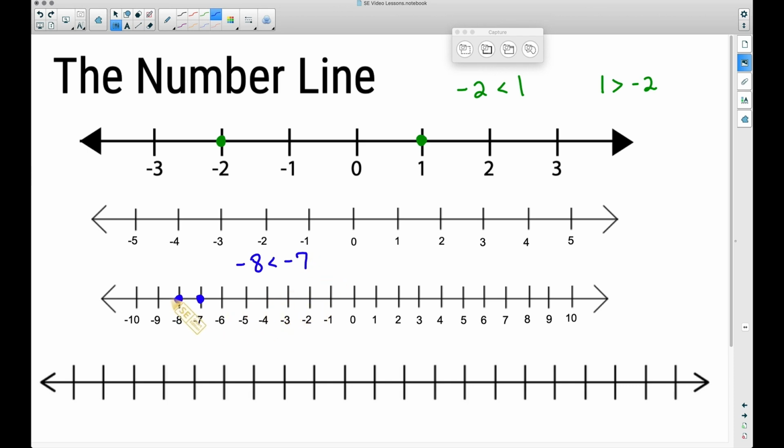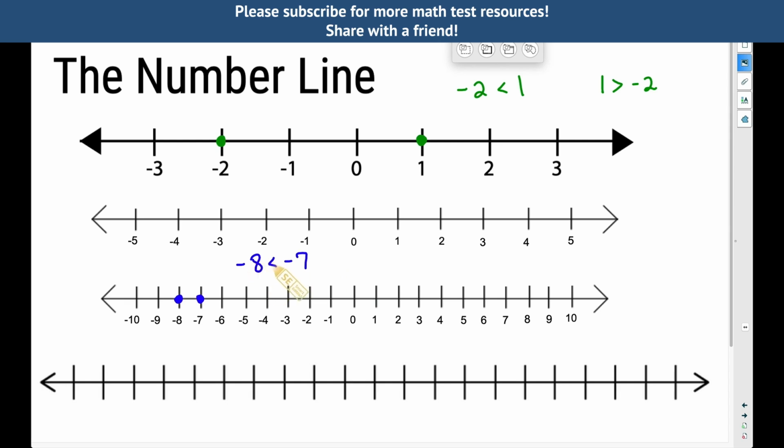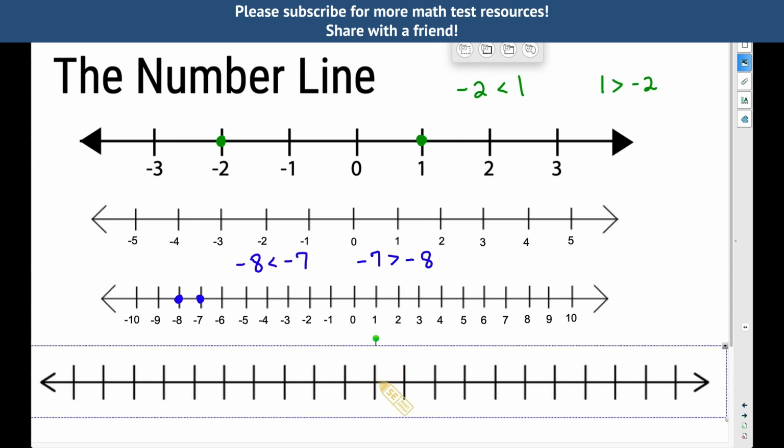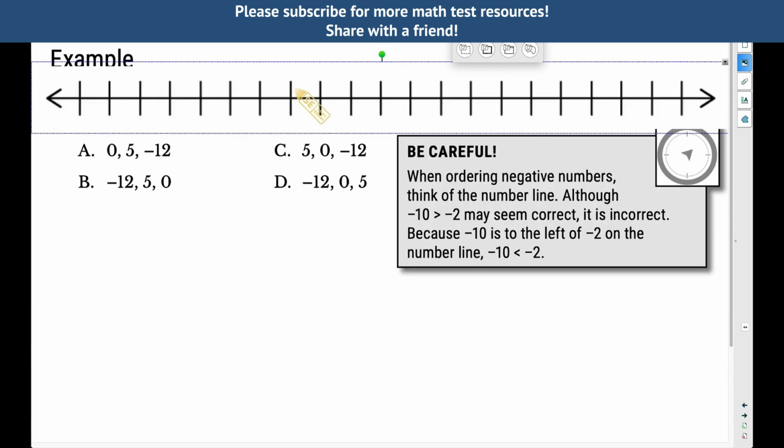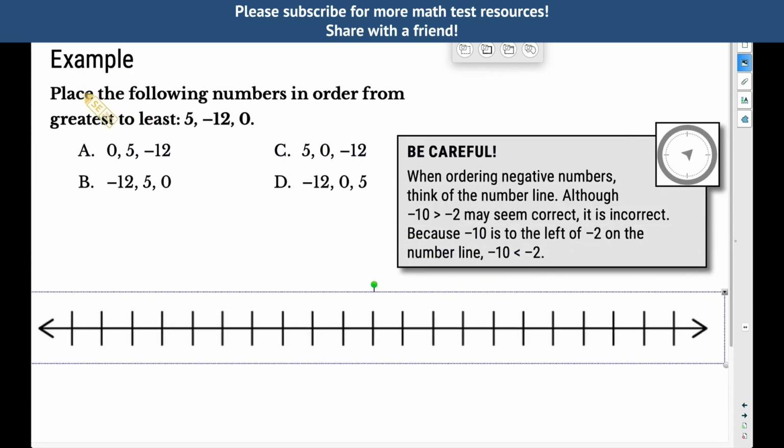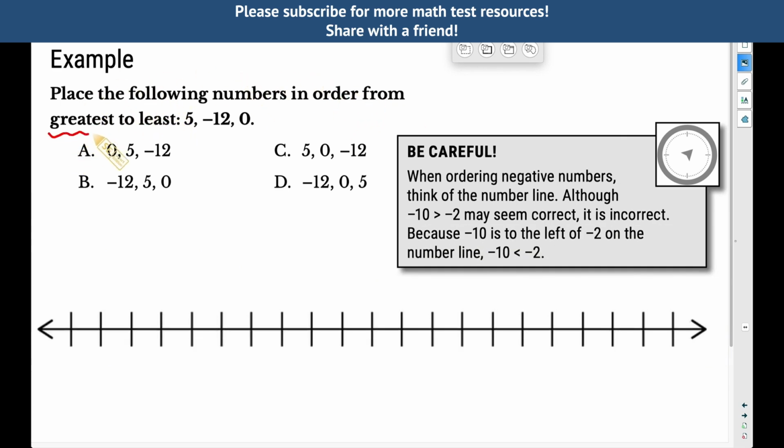But I want you to remember, the farther to the left that a number lies on the number line, the smaller it is. The farther to the right that a number lies on the number line, the larger it is. So we have -8 is less than -7, or we could write it like this. -7 is greater than -8. And now with this blank number line down here, I'm actually going to use this number line on our example. So pasting that on over here, if we look at this example, place the following numbers in order from greatest to least. Greatest to least. Now you may be able to do this without a number line, but I'm just going to show it to you with a number line.